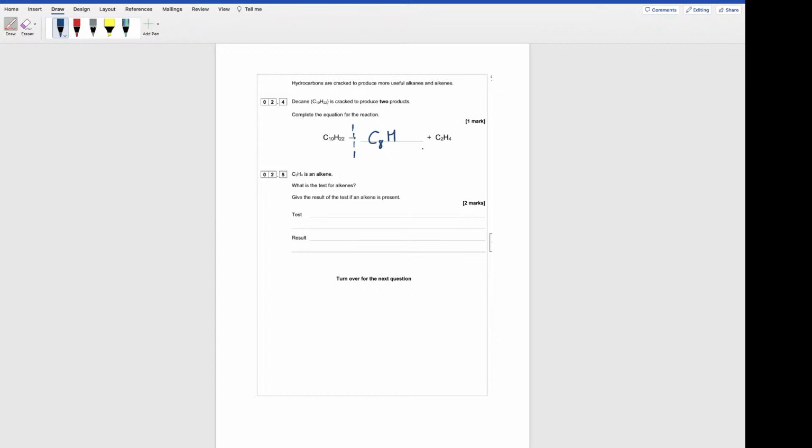Let's have a look at the number of hydrogens that I would have. 22 on the left, 4 used on my right, so 18 there. So C8H18 is my missing molecule.